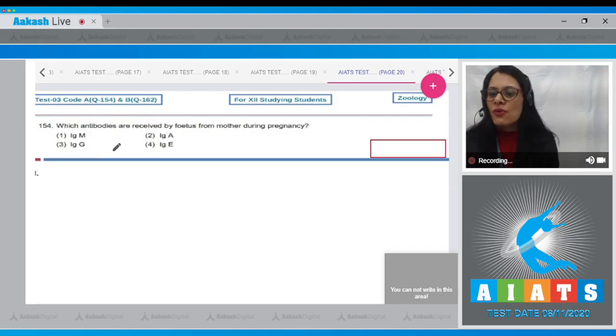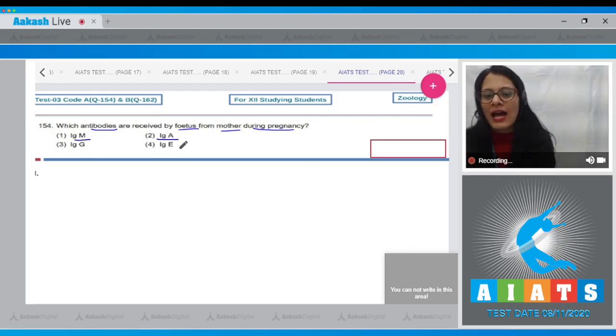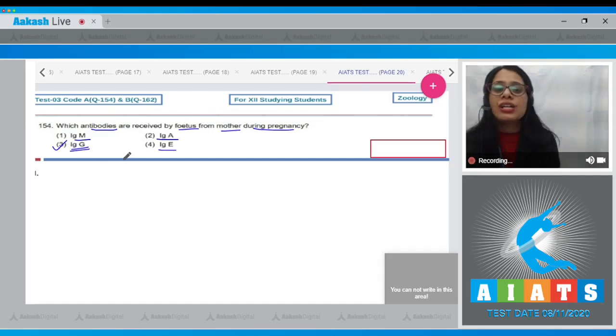Question number 154. Which antibodies are received by fetus from mother during pregnancy? And the options given are IgM, IgA, IgG, IgE. And the correct answer to this question is option number 3, IgG. IgG are smallest antibodies present in our body in maximum amount and are responsible for secondary immune response of the body. Let's discuss the rest of the options.